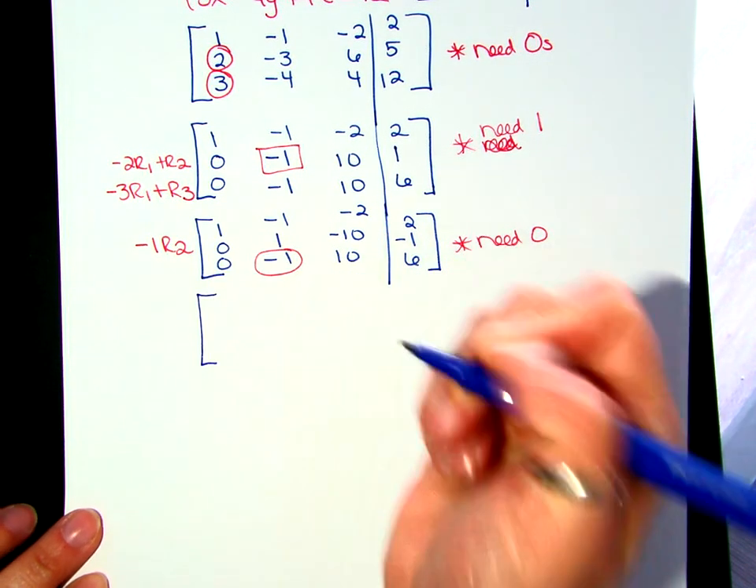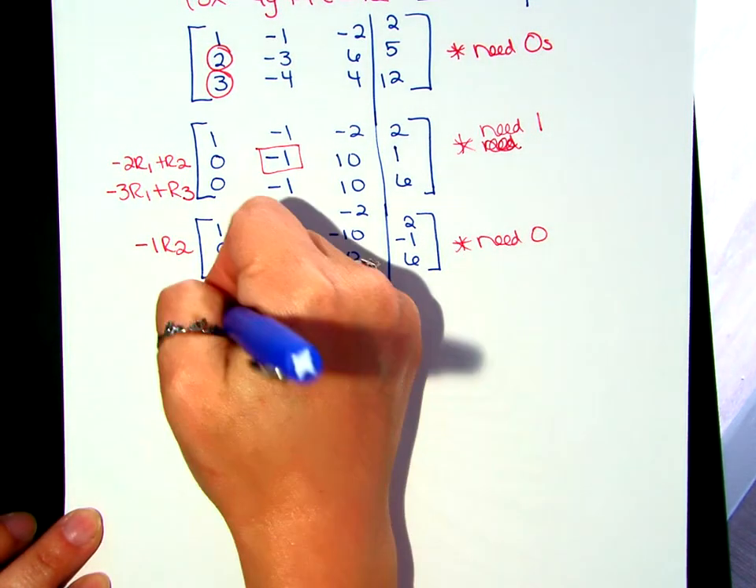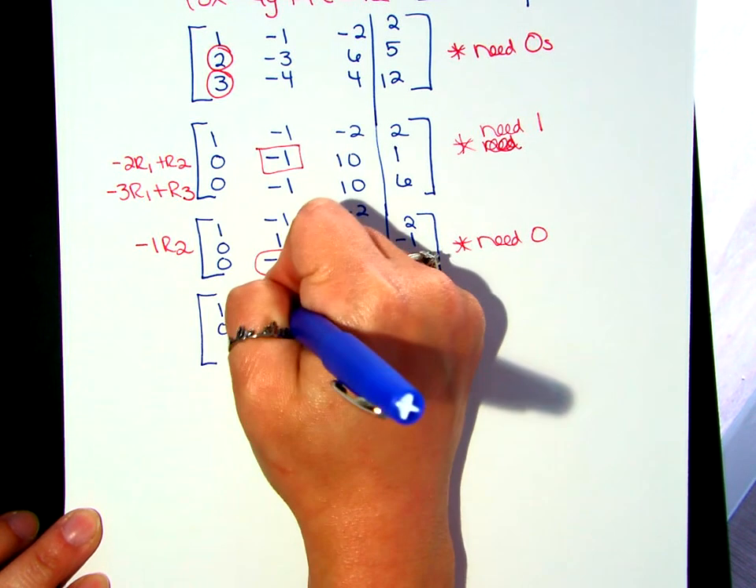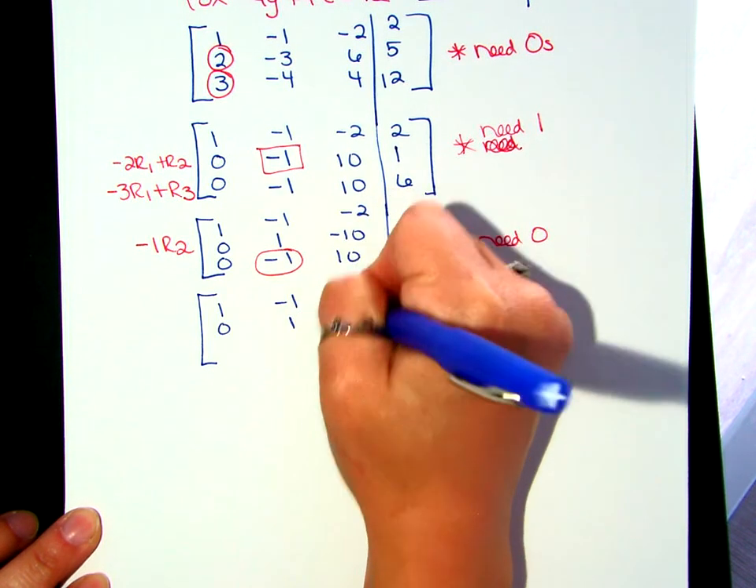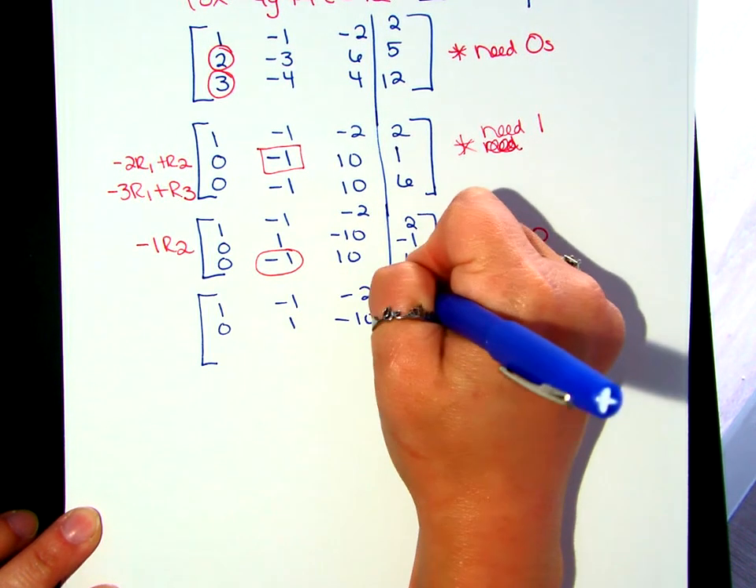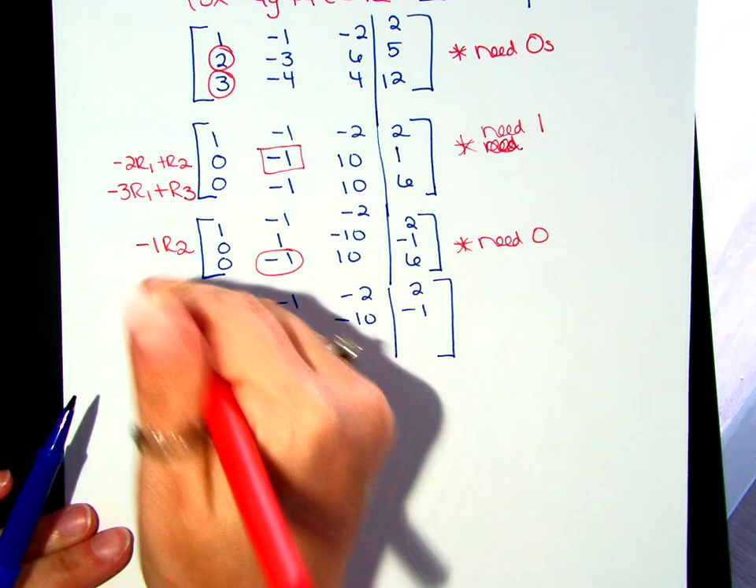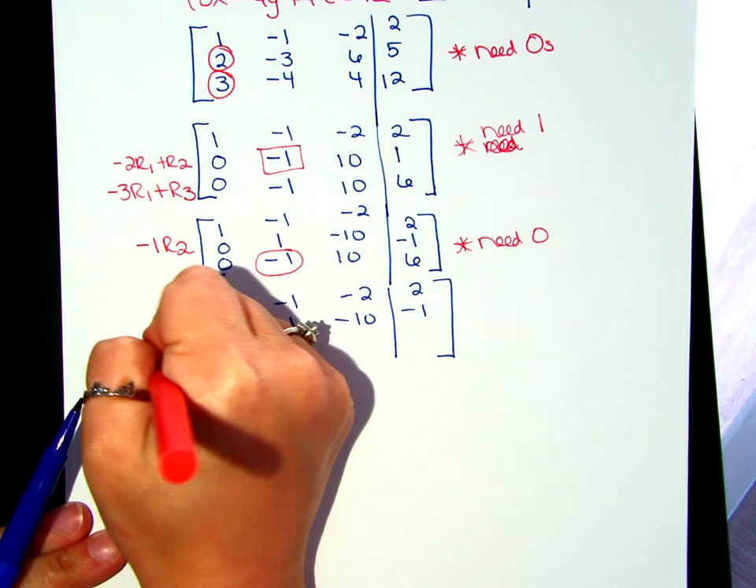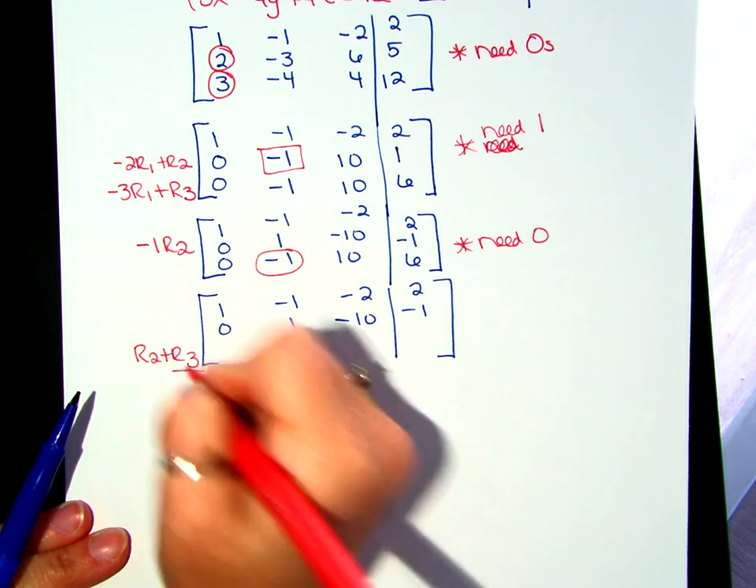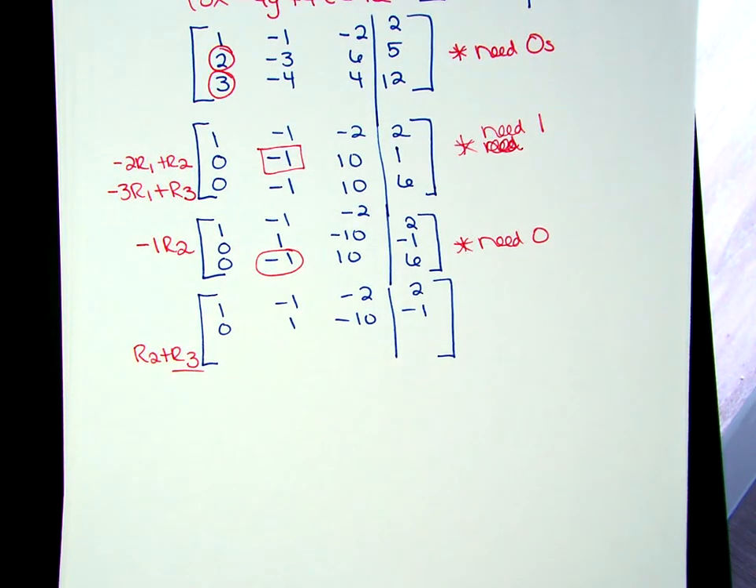So row 1 and row 2 are not going to change. And I'm taking row 2 and adding that to row 3. So remember, the second row that's listed is always the one that gets replaced.